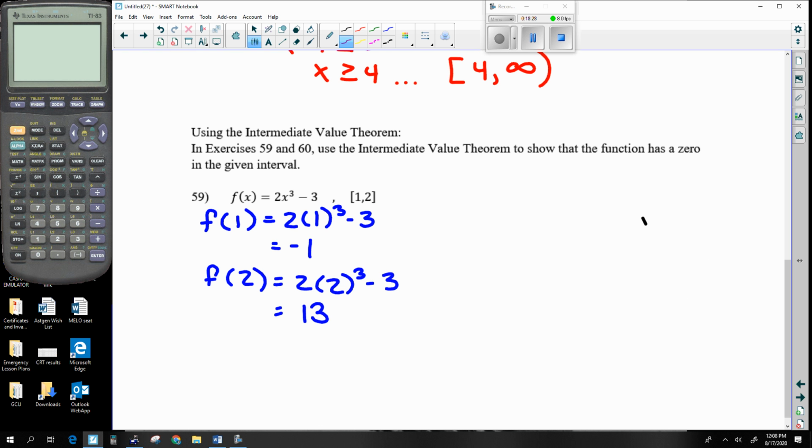So I'm not exactly sure how to write this. So by intermediate value theorem, you know, f of 1 is less than or equal to 0, which is less than or equal to f of 2. Something like that.